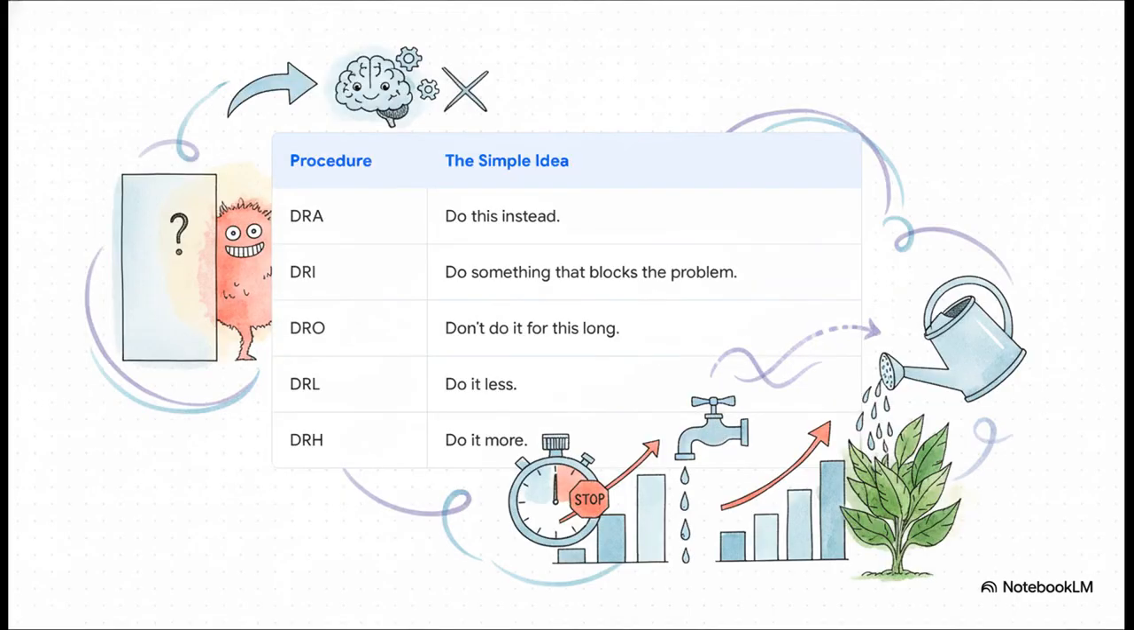And here it is. Seriously, if you take a screenshot of any slide today, this is the one. This is the whole thing boiled down to its simplest form. DRA, do this instead. DRI, do something that blocks the problem. DRO, don't do it. DRL, do it less. And DRH, do it more. That's your golden ticket right there.